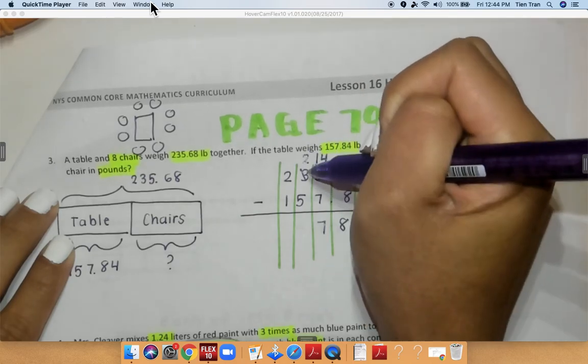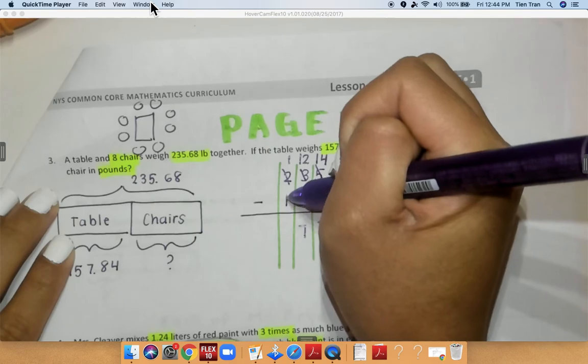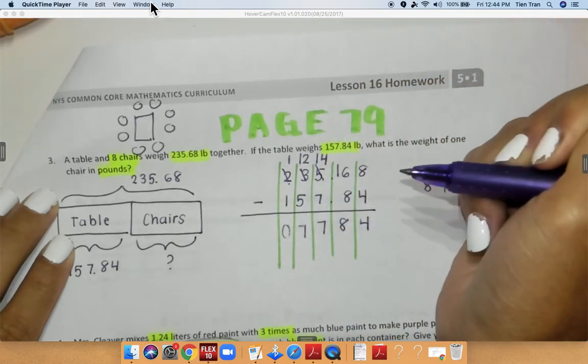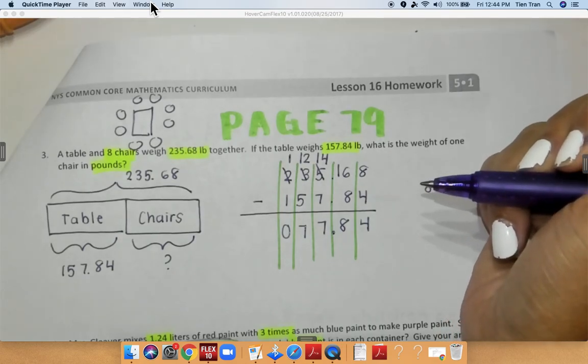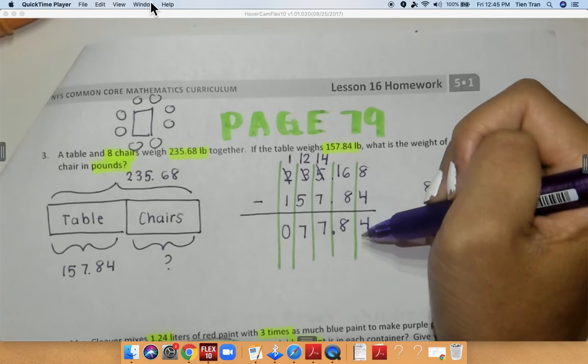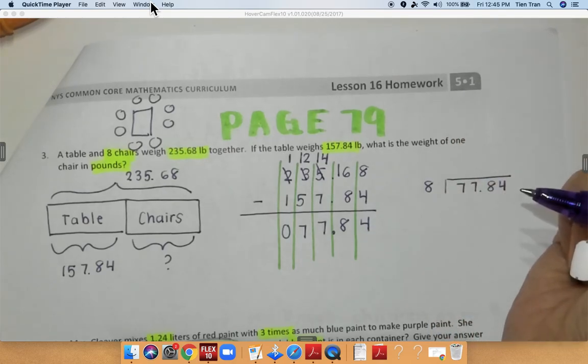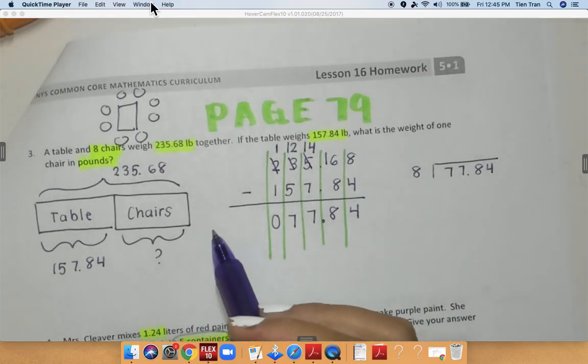3 changes to a 2. 12 minus 5 is equal to 7. 2 changes to 1. 1 minus 1 is equal to 0. I need to make sure I bring down my decimal. Okay? Now, I have 77.84. I have 77.84, but I have 8 chairs. So I now know the amounts for this right here.